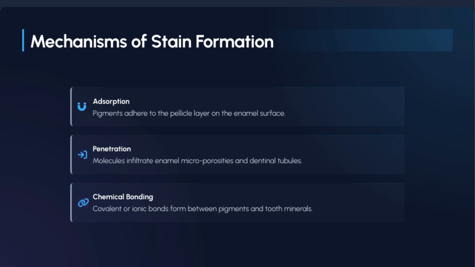All of these mechanisms, bonding, penetration, and adsorption, work together to explain how stains form and become embedded in the tooth structure. Understanding these processes helps us develop better strategies for stain prevention and removal, which ties back to our overall goal of maintaining optimal oral aesthetics and health.